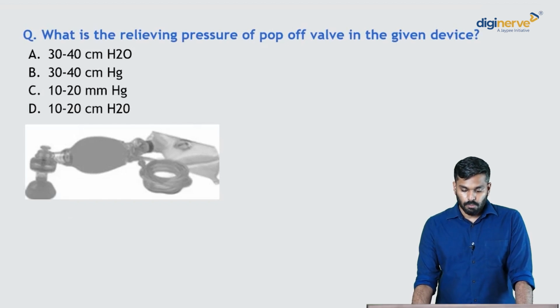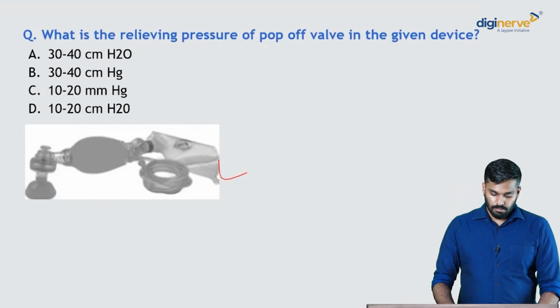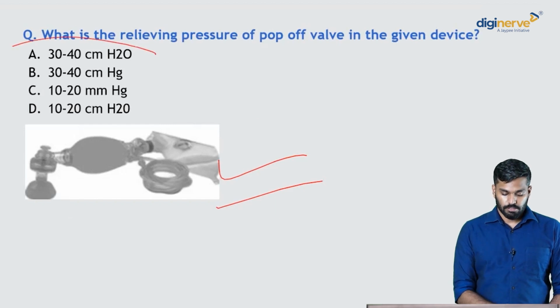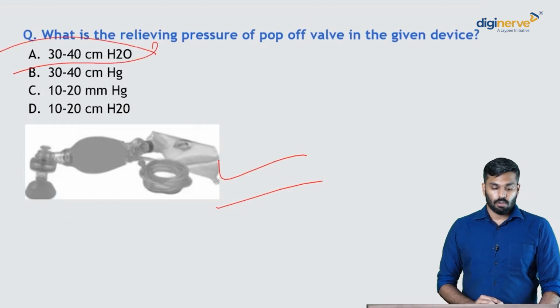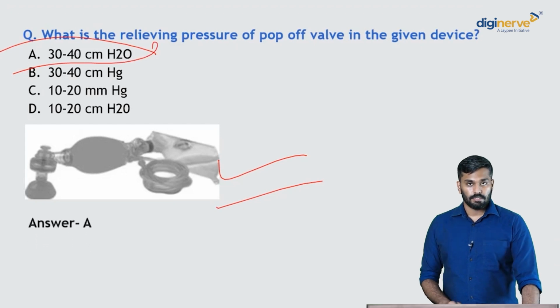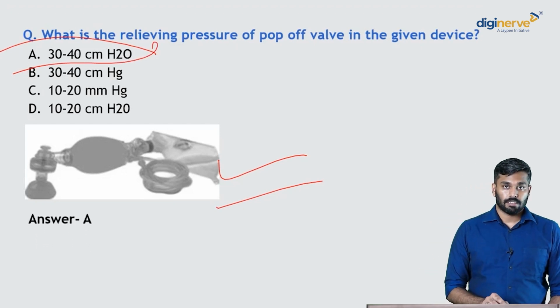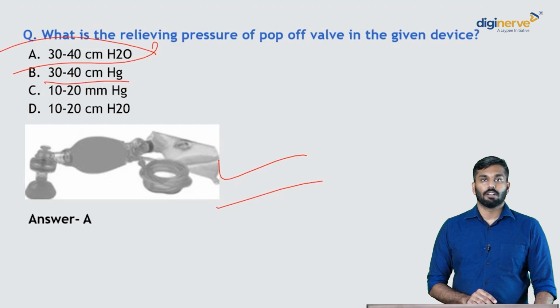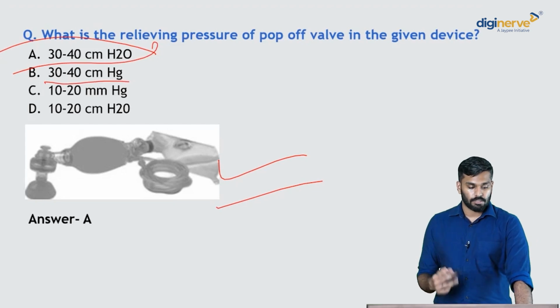What is the relieving pressure of the pop-off valve in the given? Okay, it's an Ambu bag, and the pop-off valve pressure is usually 30 to 40 centimeters of water. And this is how they will confuse you, because see the next option, it is 30 to 40 centimeters of mercury. So this is how they usually tend to confuse you.